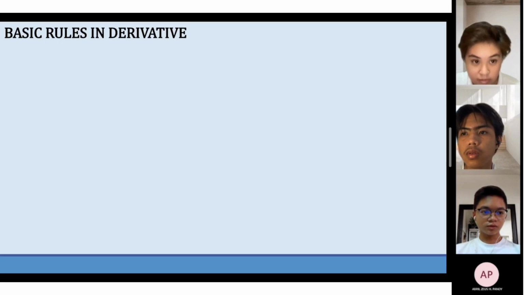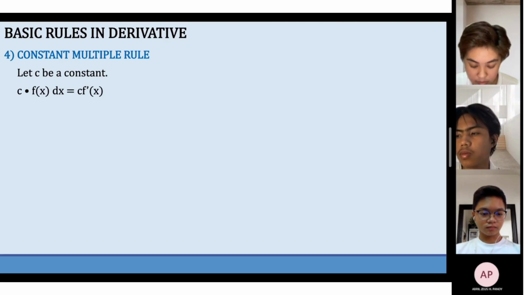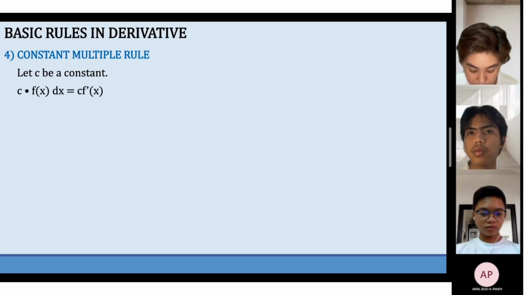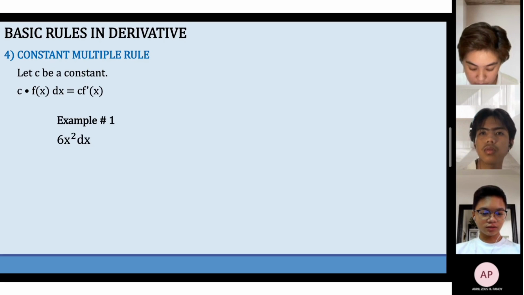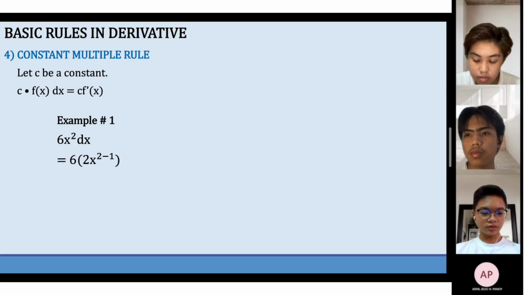For the constant multiple rule, let c be a constant. The derivative of c times f of x equals c times f prime of x, or the constant times the derivative of a function. For example, the derivative of 6x squared. So 6, which is the constant, times the derivative of x squared. We will use the power rule here. We bring down the exponent of 2 times x raised to 2 minus 1. So 6 times 2x raised to 2 minus 1 is 12x. That's the answer.